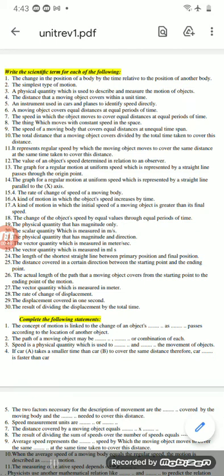Number 3. The physical quantity which used to describe and measure the motion of object. Speed. Number 4. The distance that a moving object covers within a unit time. Speed. define تاني للسبيد بس بطريقة مختلفة.